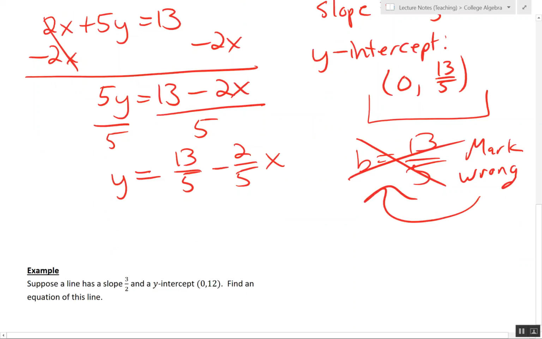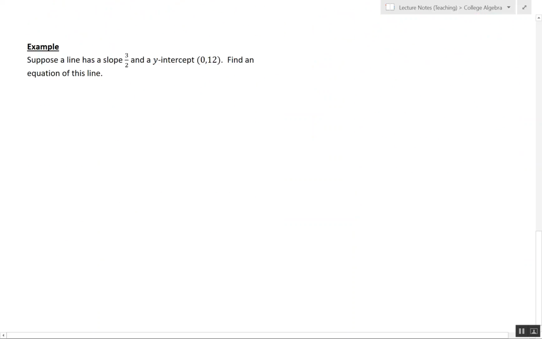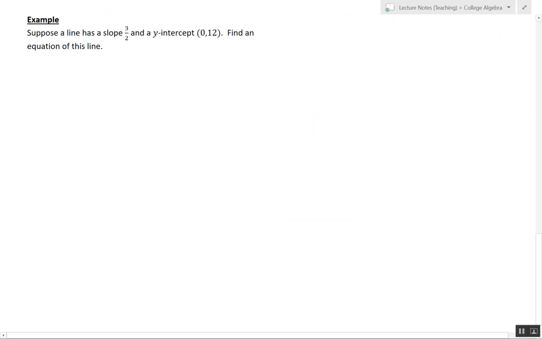Alright, so let's move on to our next example. Suppose the line has slope 2/3 and a y-intercept of (0, 12). Find an equation of the line. So this is basically, if you have certain information, you can figure out what the line is.